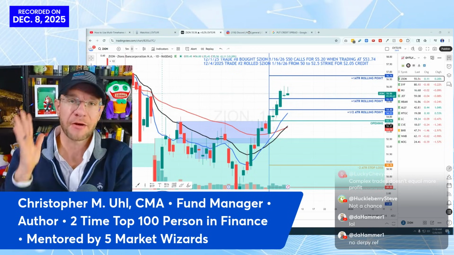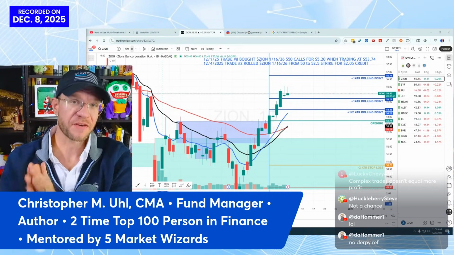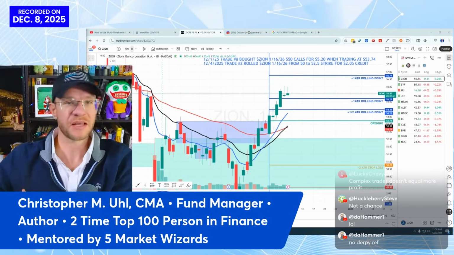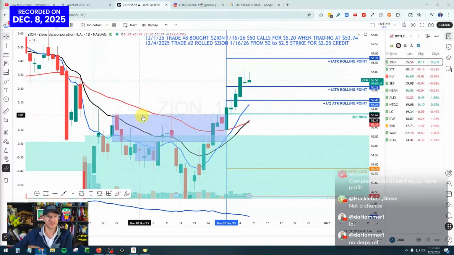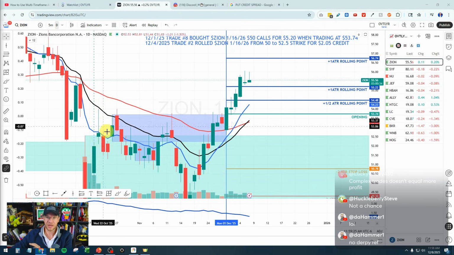Today, we're going to talk about how to use multi-time frame analysis to find the best trading setups. Now, one of the things that I like to do is look at my charts and find the 10 period EMA, 20 period EMA, and 50 period EMA all in alignment. That's your short term trend, intermediate term trend, and long term trend all working together. So, that is how I look at the multi-time frame analysis.